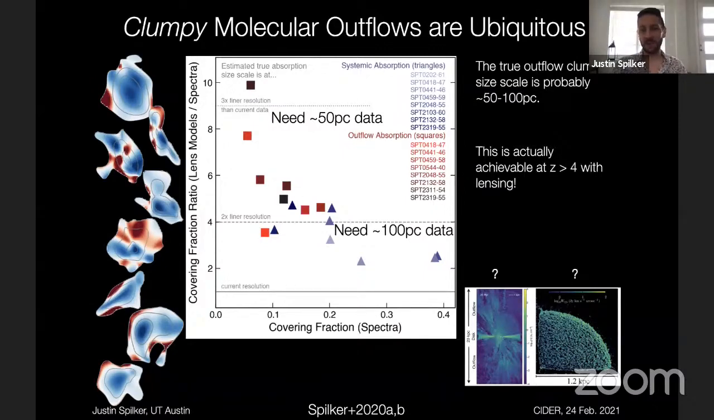This is only about 2 to 3 times higher spatial resolution than the data that we already have. And so it's actually possible, I think, to get down to these really, really fine spatial scales in the very early universe to figure out the structure of outflows. And I think it's going to be a really powerful tool.